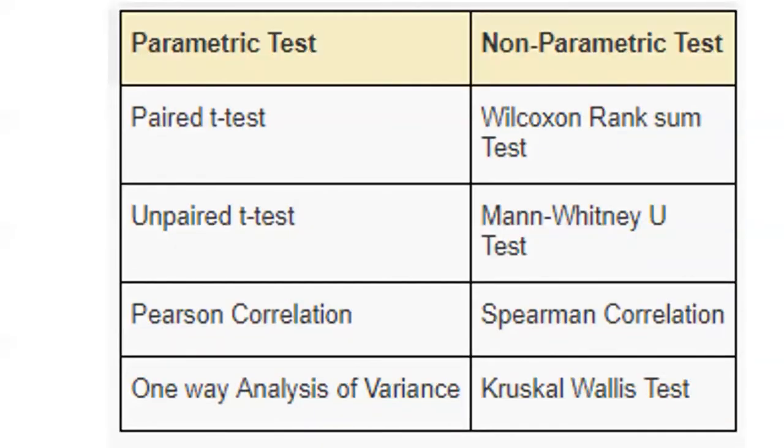Now comes the classification, which type of test falls where. Parametric tests are the paired t-test, unpaired t-test, Pearson correlation and one-way analysis of variance, which is ANOVA. Non-parametric tests are the Wilcoxon rank sum test, Mann-Whitney test, Spearman's correlation and Kruskal-Wallis test. Sometimes it can be asked as match the column, odd one out, or identify which of the following are parametric or non-parametric tests.